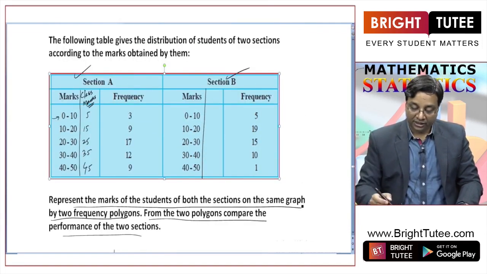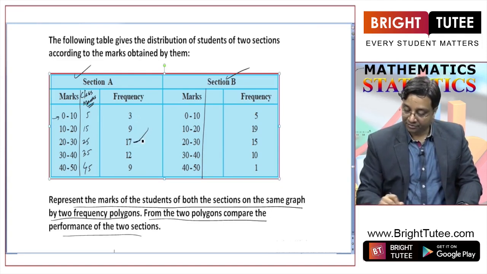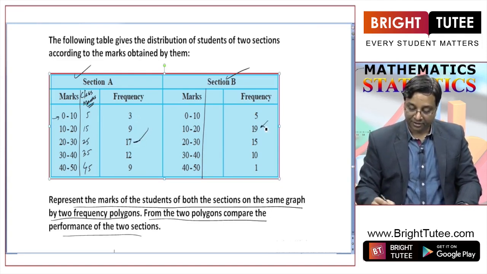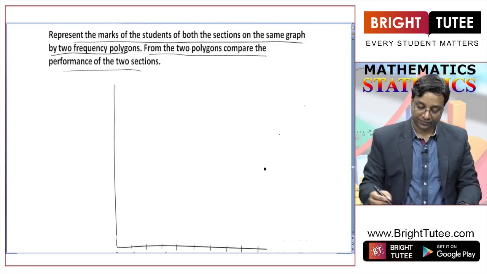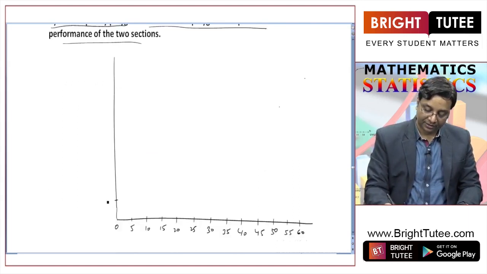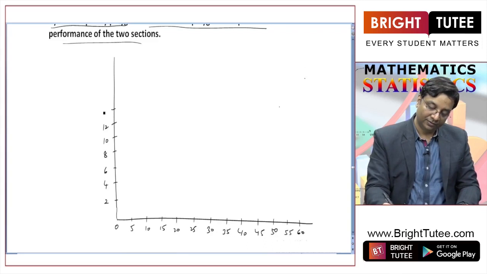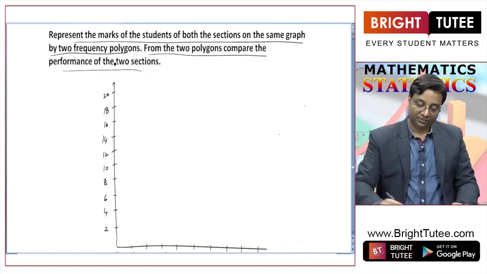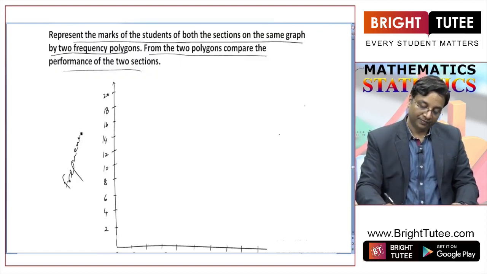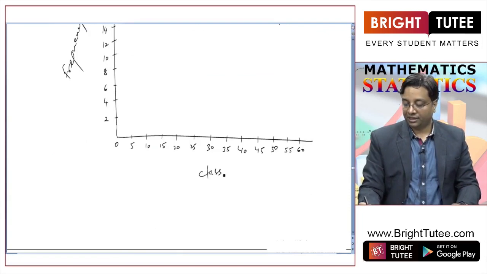Okay, and on the vertical axis I require the maximum number as 19. Okay, and the lowest one as 1. So let us take this as 2, 4, 6, 8, 10, 12, 14, 16, 18 and 20. Okay, so this is the scale I am taking on vertical axis. Vertical axis will represent frequency and the horizontal axis will represent class marks.